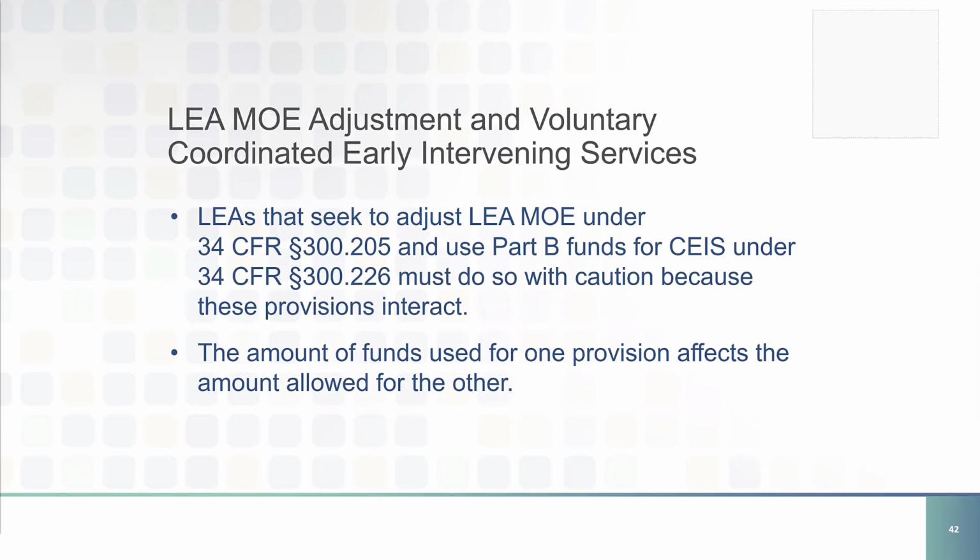However, if an LEA seeks to provide CEIS voluntarily, and meets the conditions to take the LEA MOE adjustment, the amount of funds used for one provision affects the amount allowed for the other. We're going to have to review the general rule.